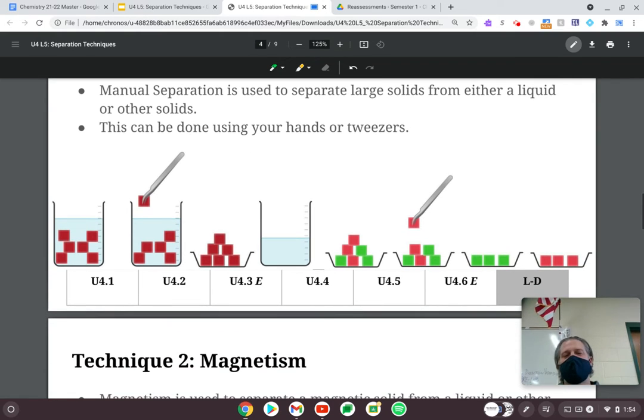Another example of manual separation is if you have two or more larger solids mixed together. Again, like those evil people who put M&Ms and Skittles together. I don't know why people do that. That's gross. Agreed. But what you could do is look in the bowl and pick out the ones that have little M's on them, and pick out the ones that have little S's on them. Then you have a nice pile of M&Ms and a nice pile of Skittles, and you can eat those separately, I would imagine. So that's mechanical separation.